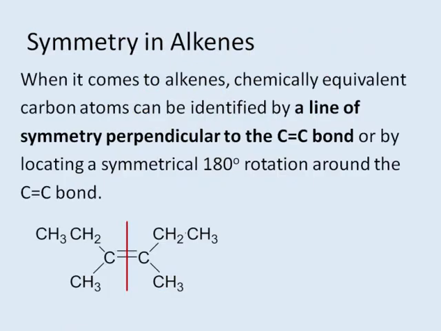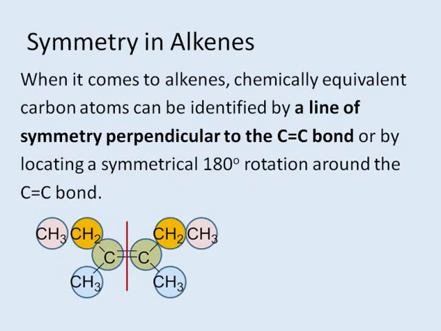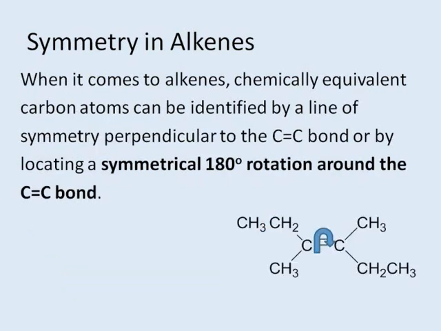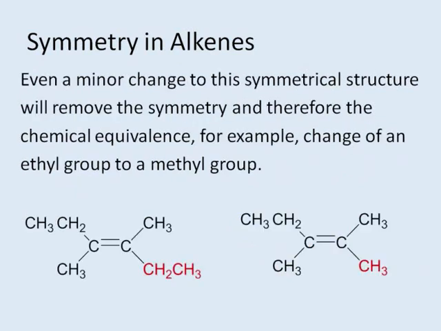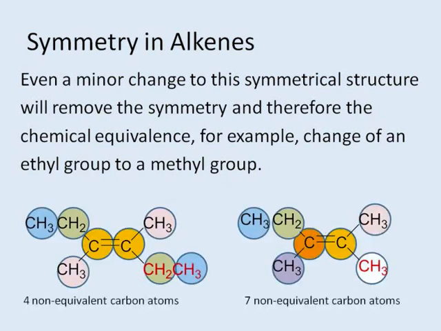When it comes to alkenes, chemically equivalent carbon atoms can be identified by a line of symmetry perpendicular to the carbon-carbon double bond, or by locating a symmetrical 180-degree rotation about the carbon-carbon double bond. Even a minor change to the symmetrical structure will remove the symmetry and therefore the chemical equivalence. For example, change of an ethyl group to a methyl group.